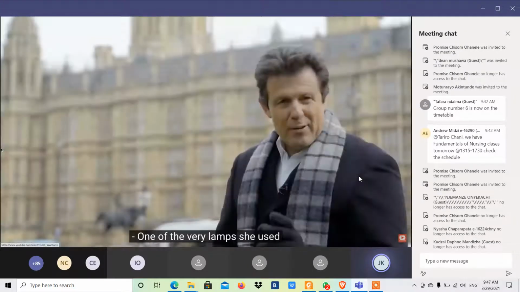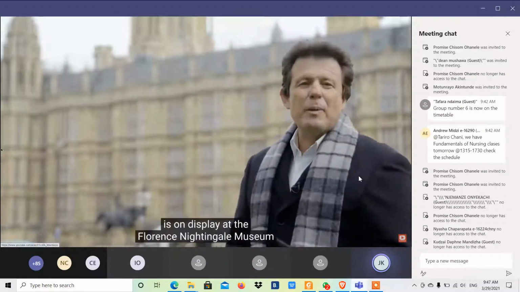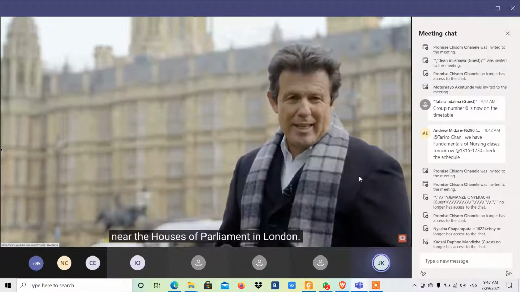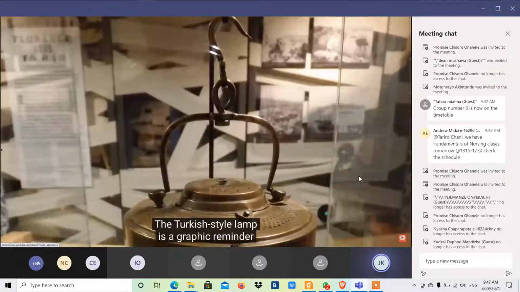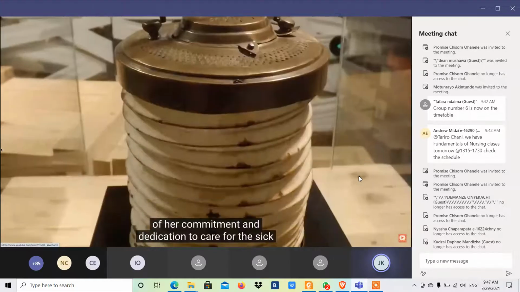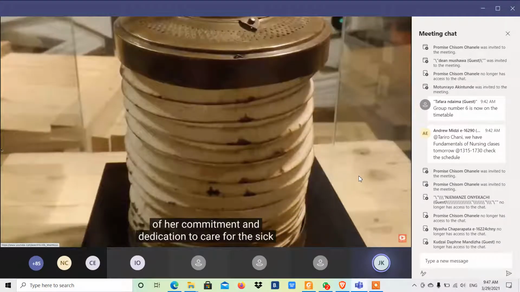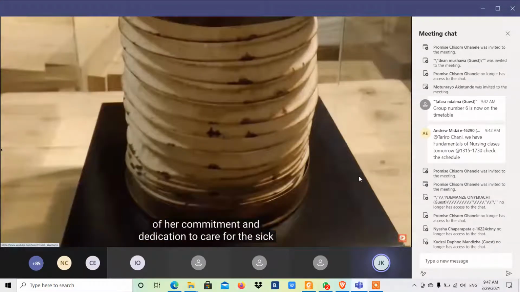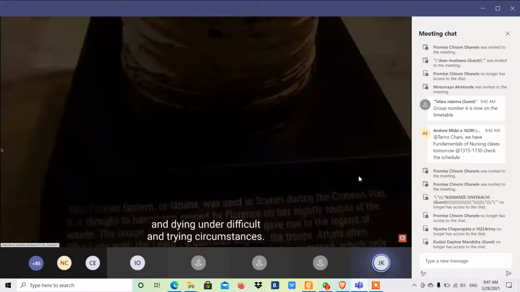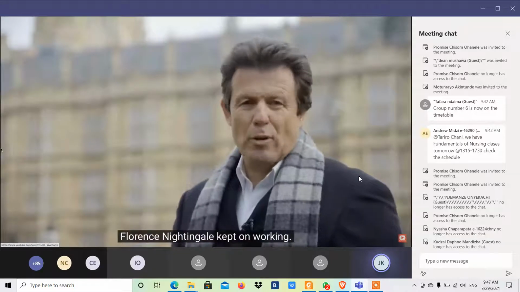One of the very lamps she used is on display at the Florence Nightingale Museum near the Houses of Parliament in London. The Turkish star lamp is a graphic reminder of her commitment and dedication to care for the sick and dying under difficult and trying circumstances. Despite the many obstacles, Florence Nightingale kept on working.